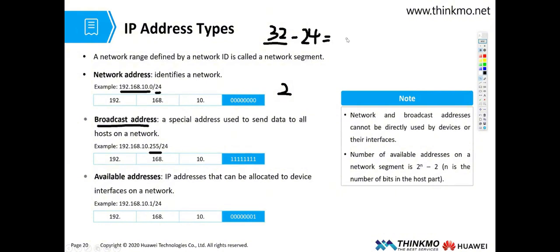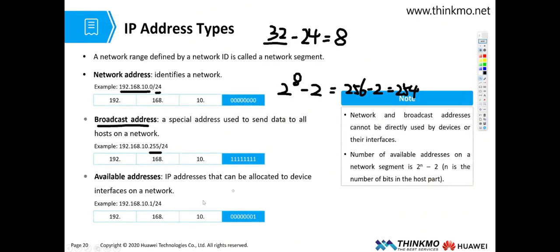That means here it equals 8. In the future, when we calculate it, it will be 2 to the power of 8, subtracting 2 from the power of the host bits, because there are 2 addresses that cannot be used, which are our network address and broadcast address. Now the answer we have is that 2 to the power of 8 is 256. Subtracting 2 gives us 254.